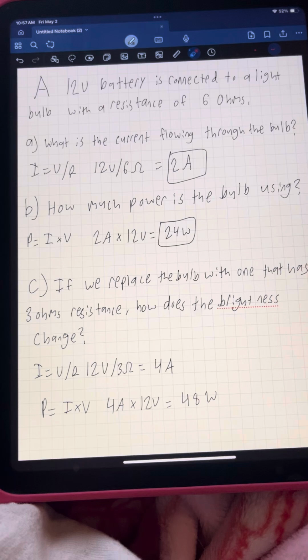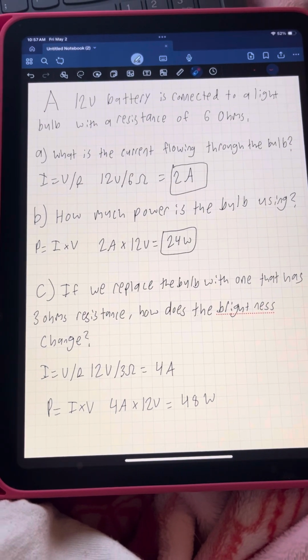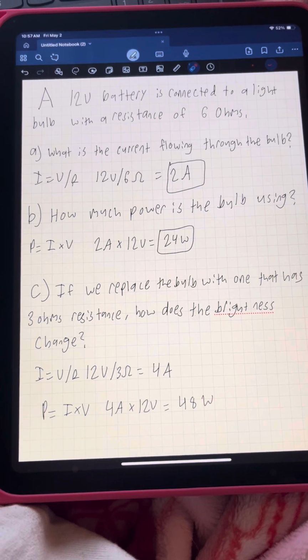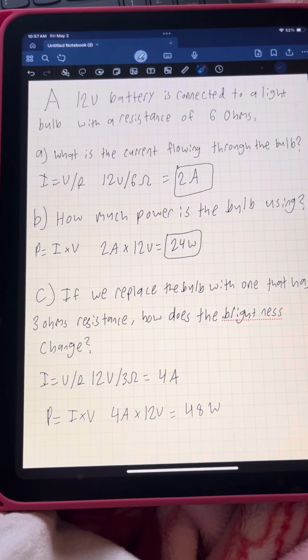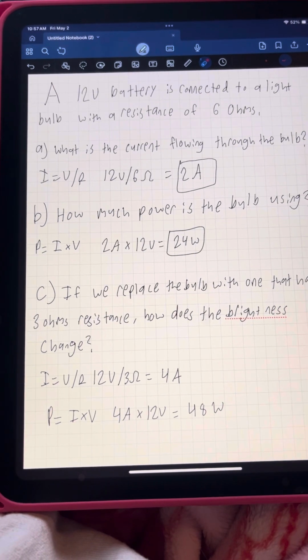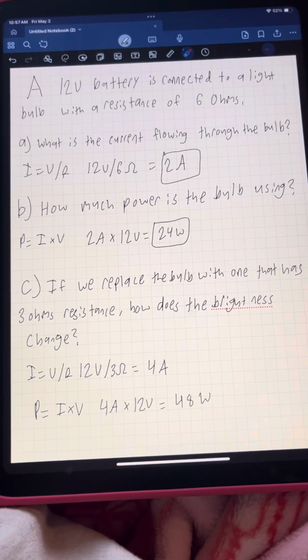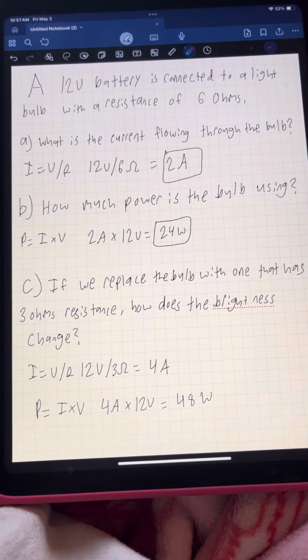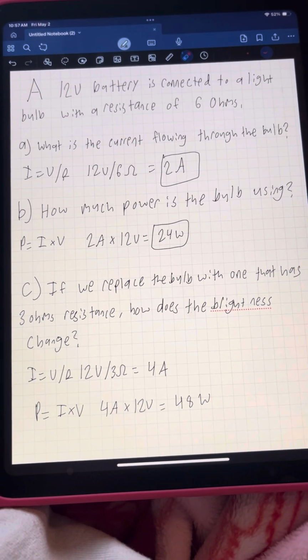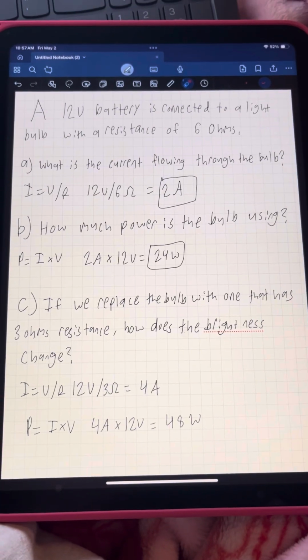The brightness also depends on the power of the light bulb, so we can use the power equation to figure that out. And then for resistive bulbs, like the incandescent ones, more current heats the filament more, so they glow brighter. More current means more electrons are flowing through the filament, and as the electrons move, they collide with atoms in the filament, which causes it to heat and then emit light.